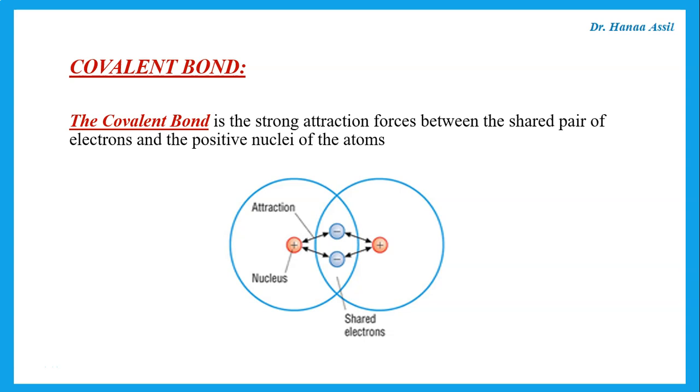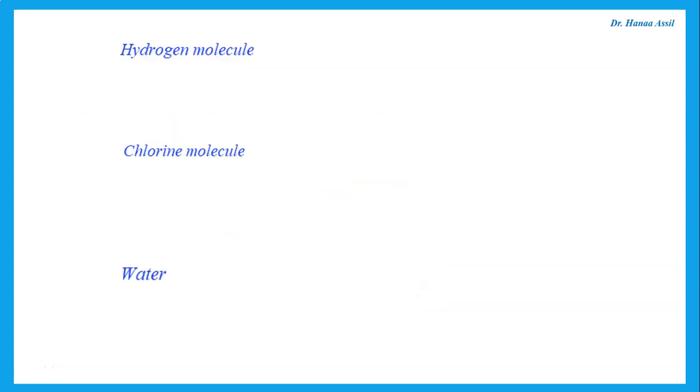We can also say that it is the attraction force between the shared pair of electrons and the positive nuclei of the atoms. How do we draw a dot and cross diagram for something like hydrogen? Hydrogen molecule means I have two hydrogen atoms. Each of them has one and needs how many? They need just one more, because this is the first shell, and the first shell can take only two. So this is the dot and cross for hydrogen molecule.